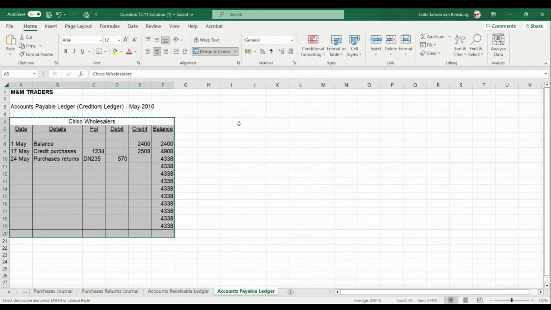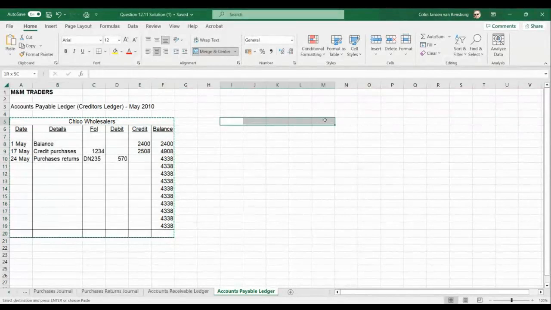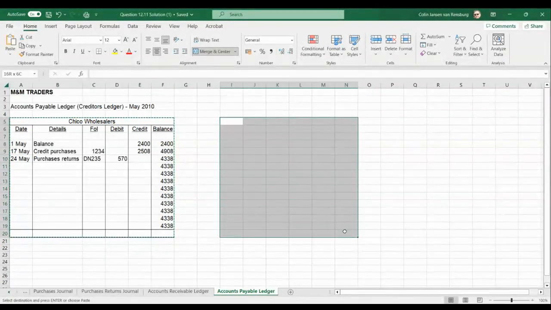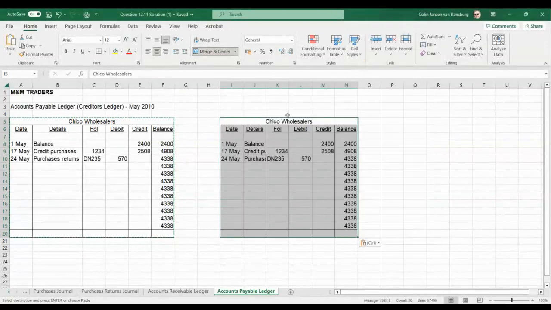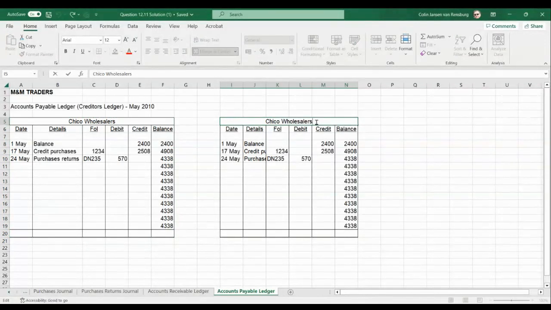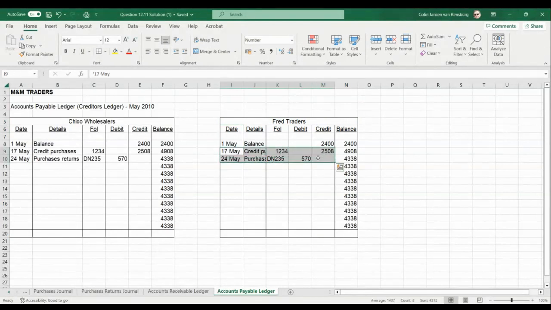So we'll just copy that over. It goes to F, so that's 6. 1, 2, 3, 4, 5, 6. This was Fred Traders. Fred Traders.